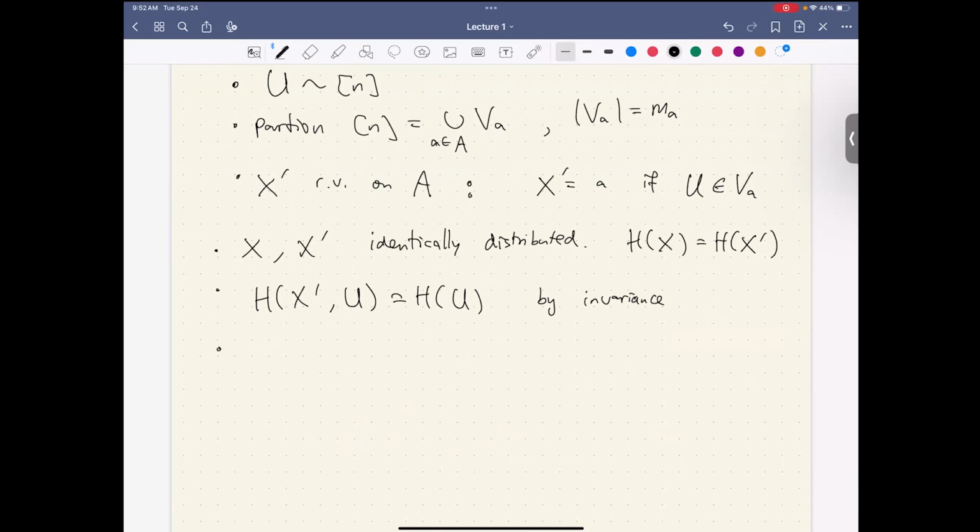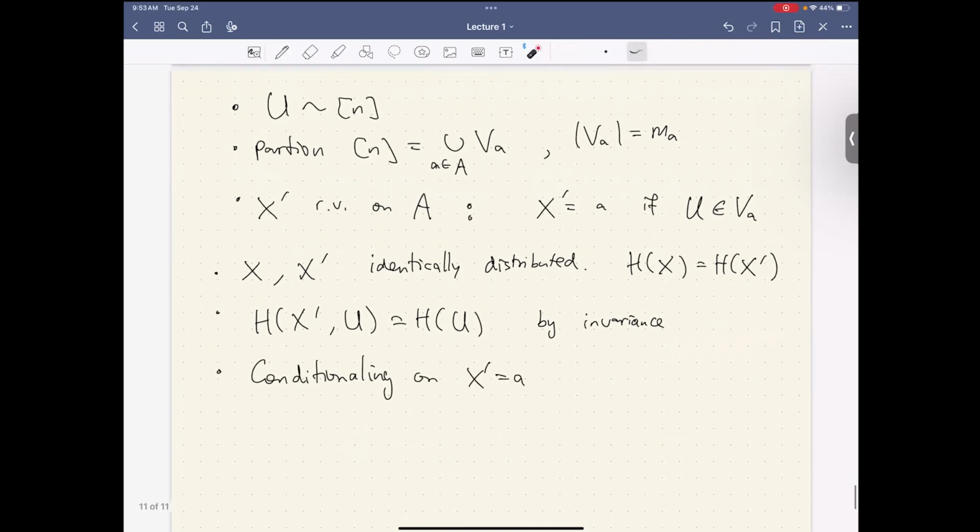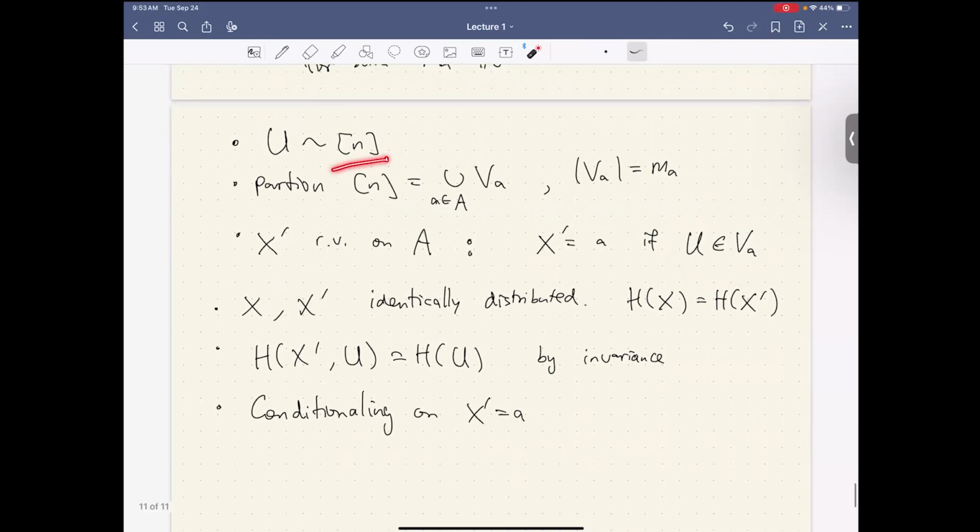Another property is conditioning on X prime equals a. If we already know X prime equals a, we know that U must lie in V_a. Conditioned on this, and knowing that U is uniformly distributed over N, we know that U is now uniformly distributed over V_a.